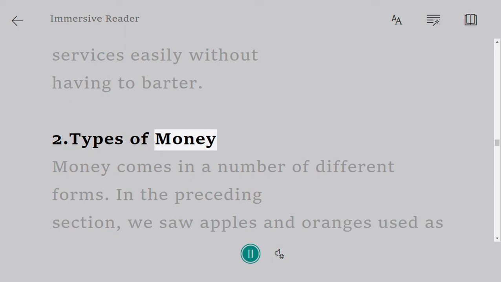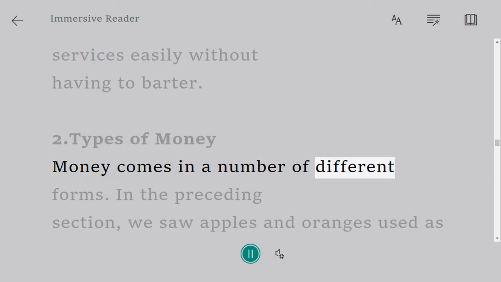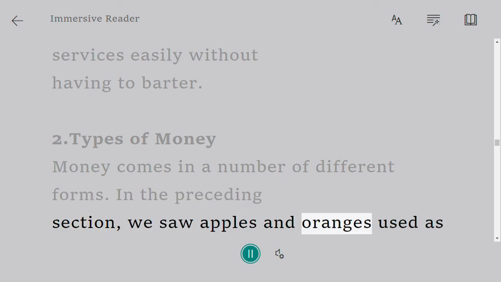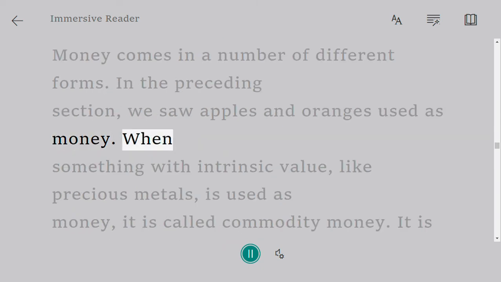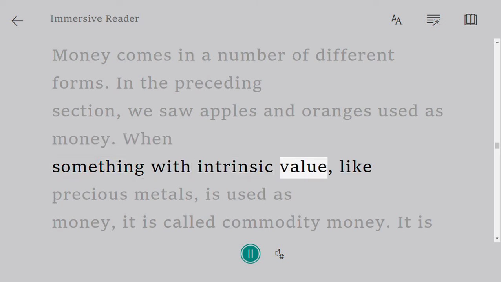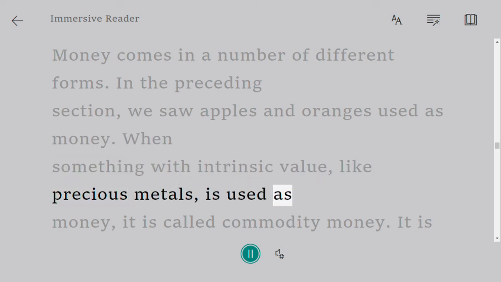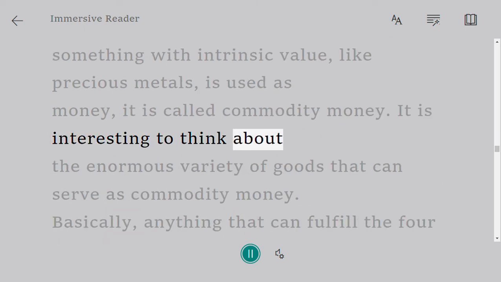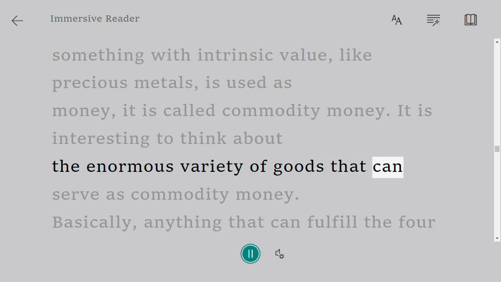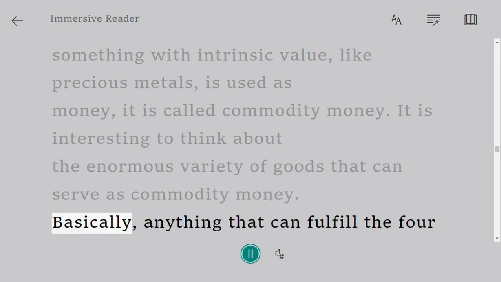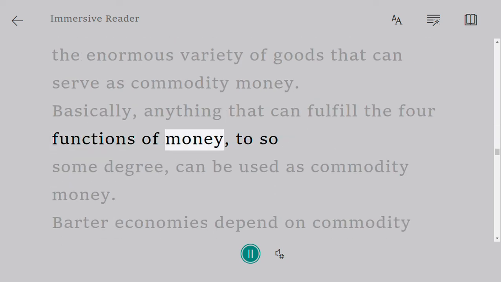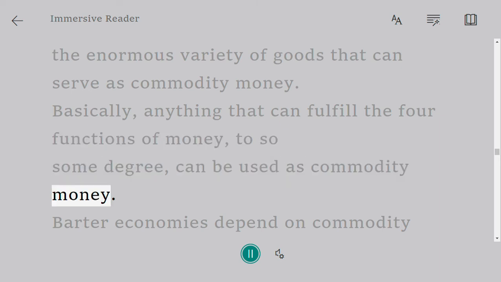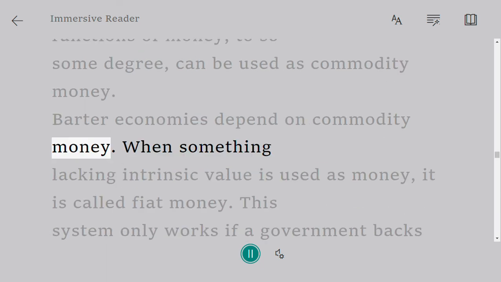2. Types of money. Money comes in a number of different forms. In the preceding section, we saw apples and oranges used as money. When something with intrinsic value, like precious metals, is used as money, it is called commodity money. It is interesting to think about the enormous variety of goods that can serve as commodity money. Basically, anything that can fulfill the 4 functions of money, to some degree, can be used as commodity money. Barter economies depend on commodity money.